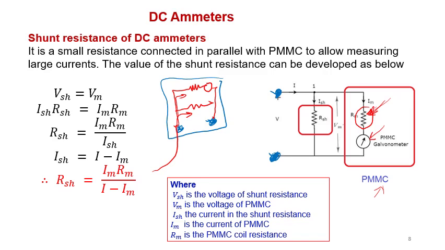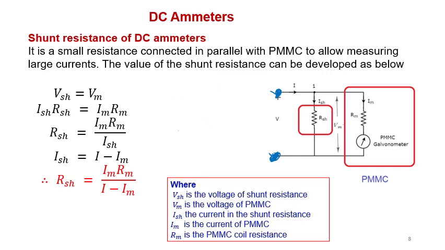Now, how to calculate the value of the resistance which will convert the PMMC to an ammeter? Here is the derivation. The derivation is very simple. We have V shunt equal to Vm. This means the voltage on this resistance is equal to the voltage on this branch. It's very logical. Now, if I express them in terms of current, I will find that I shunt R shunt equals Im Rm.